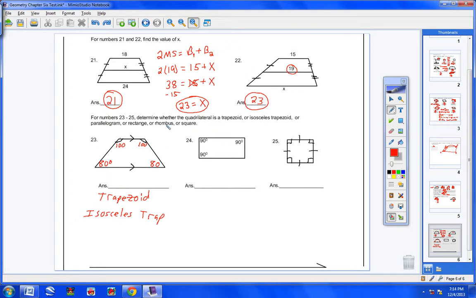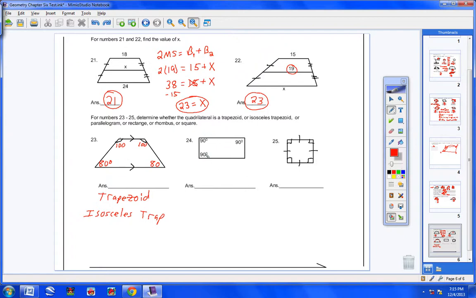Is it a rhombus? Well, a rhombus has to be a parallelogram. The definition of a rhombus is a parallelogram with four congruent sides. Is it a square? No, because the definition of a square is a parallelogram with four congruent sides and four right angles. And so if this is not a parallelogram, then it cannot be a rectangle or a rhombus or a square. Now let's come over here.